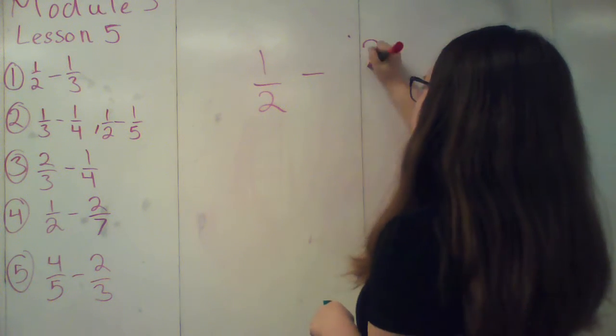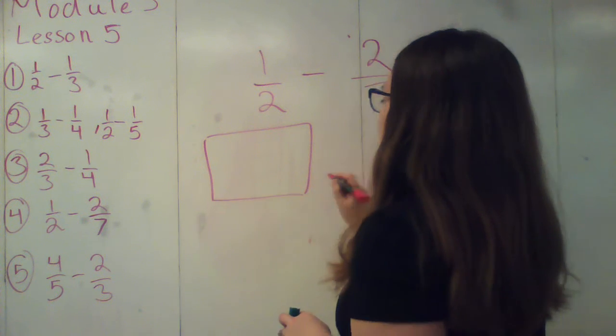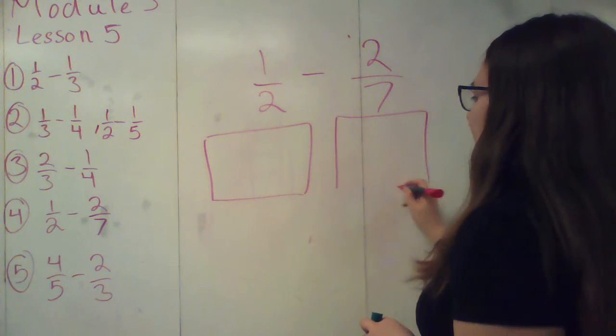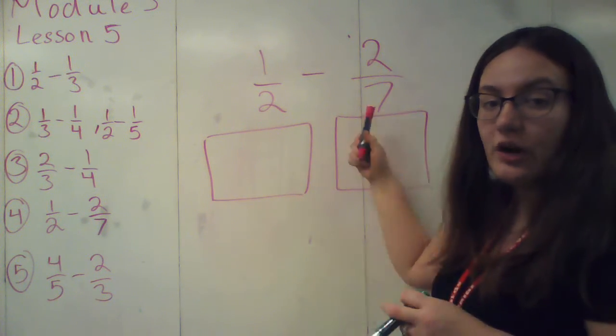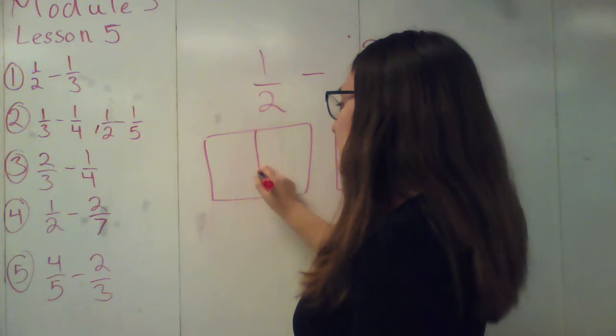1/2 minus 2/7. I'll draw my model for my 1/2. This is one where you might want to draw slightly bigger boxes than you usually do because you are going to be cutting it into 7ths. So we'll start by drawing the model for the 1/2.